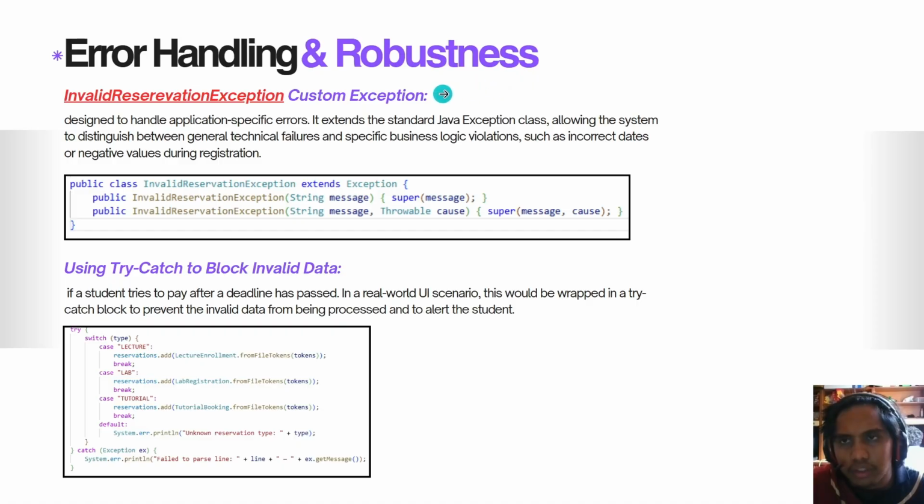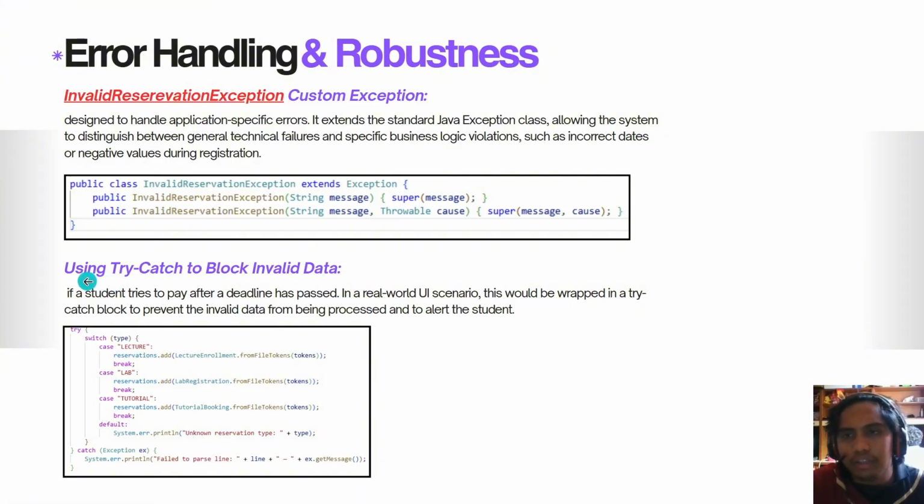First thing that we use is InvalidReservationException, a custom exception. It's designed to handle application-specific errors. It extends the standard Java exception, allowing the system to distinguish between general technical failure and specific business logic violations, such as incorrect date or negative value during the reservation.